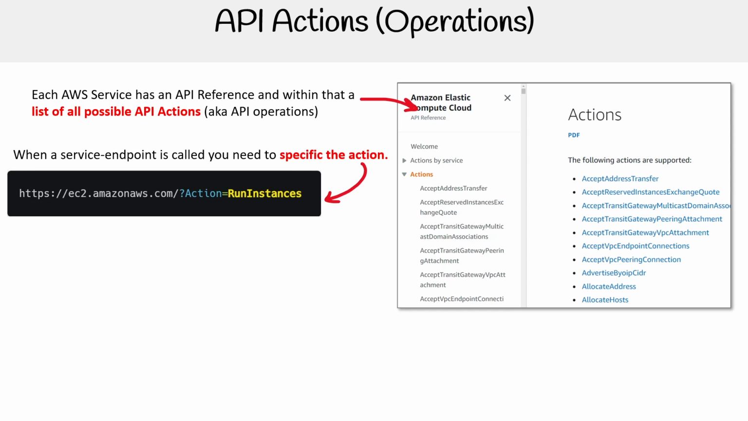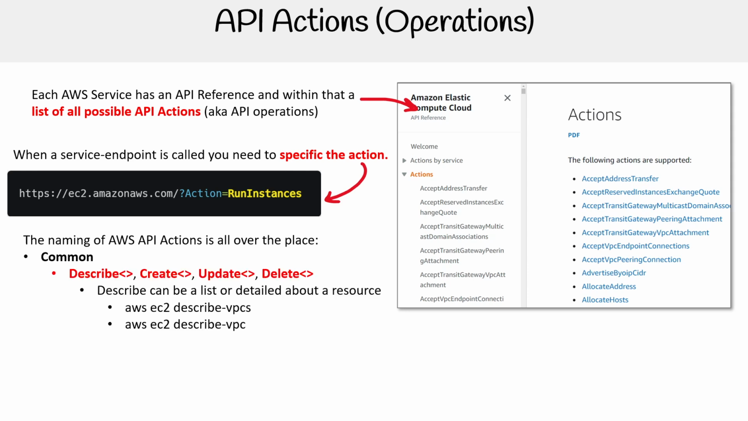And so here, using a query string, that's that question mark, I specified that I want to run an instance for EC2. The naming of these actions are all over the place. Why? Because AWS has a lot of employees. Each team has their own ability to decide what they want to name things, and they don't always stick to the same thing for whatever reason. So the most common ones you're going to see is describe, create, update, delete.